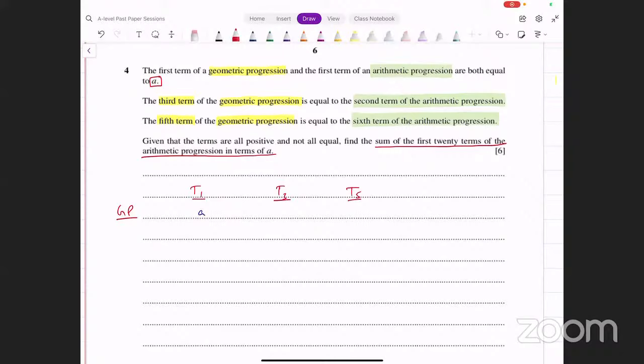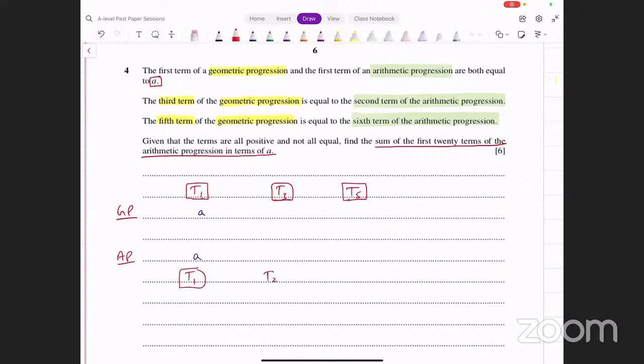Then we have AP. AP की कौन-कौन सी terms relevant है हमारे पास? First term is A for that as well. So that's A as well. AP की हमें और क्या चाहिए? I'm going to write this here below this. ये T1 है. Okay. So AP की first term A है. और हमें क्या चाहिए? Second term of AP. Second term AP की और third term GP की equal है एक दूसरे के साथ.